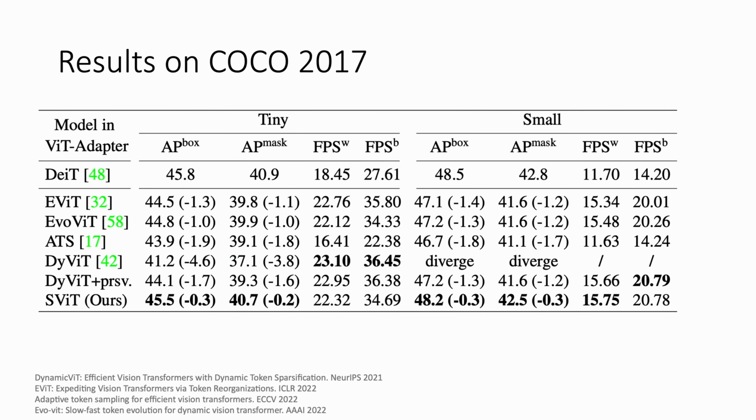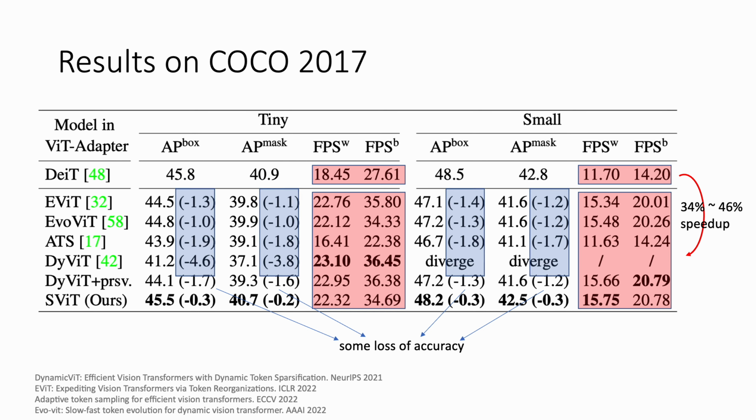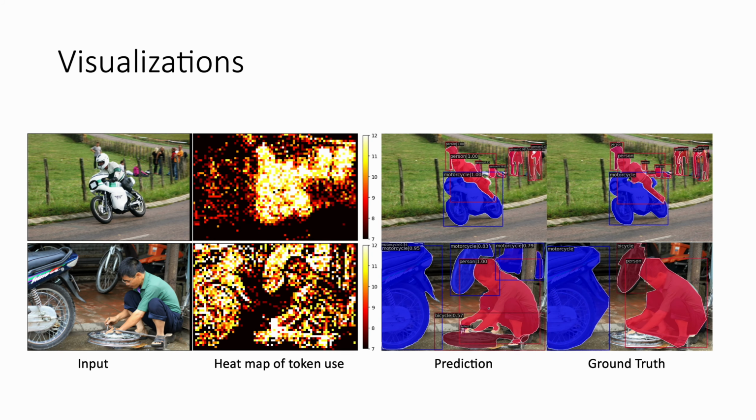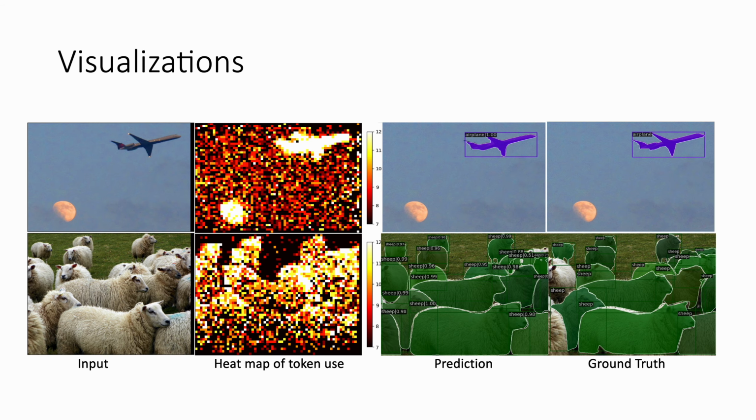Our experiments on COCO object detection and instance segmentation show that token pruning methods can accelerate ViT adapter backbones by 46%, with some loss of accuracy. Our selective vision transformer provides about 1 AP or more improvements over other token pruning methods and preserves most of the performance of a dense ViT model. Moreover, our approach also shows that the heat maps of token usage highly align with image semantics.